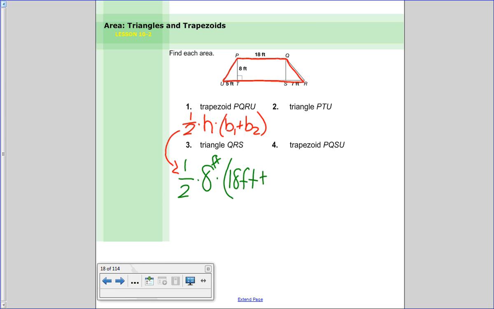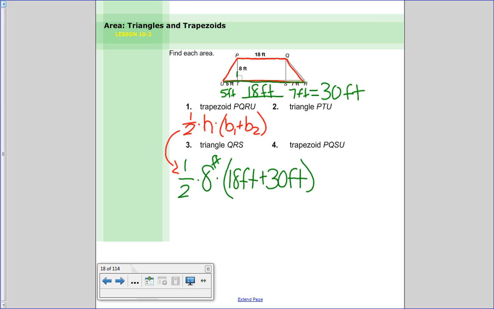Now, this base continues this whole thing. They tell me this piece right here is 5 feet. This is 7 feet. Well, I'm still missing this piece. But again, in the middle is a rectangle. So this is actually 18 feet as well. So, to get the whole base here, 5 plus 18 plus 7 is where I'm going to start. 18 plus 5 is 23, plus 7 is 30 feet. So the length of that base is actually 30.